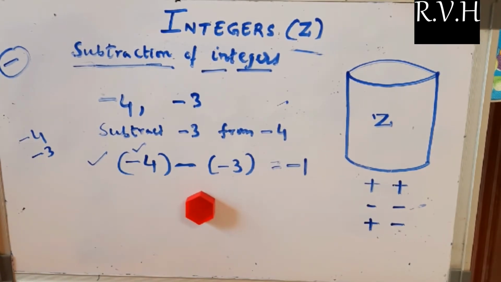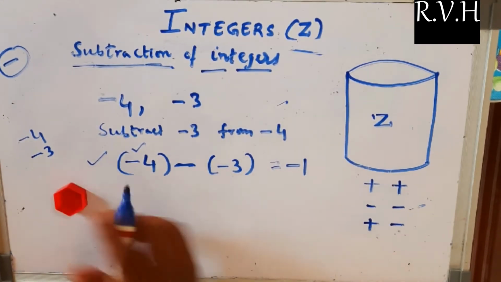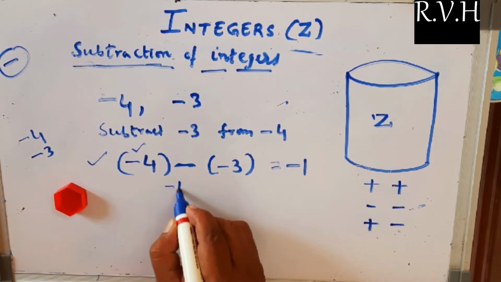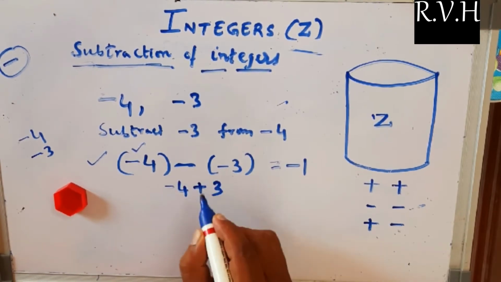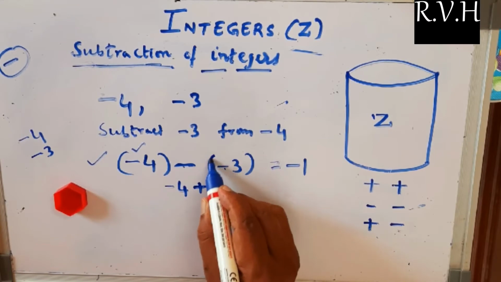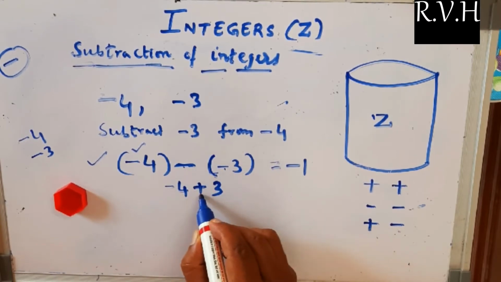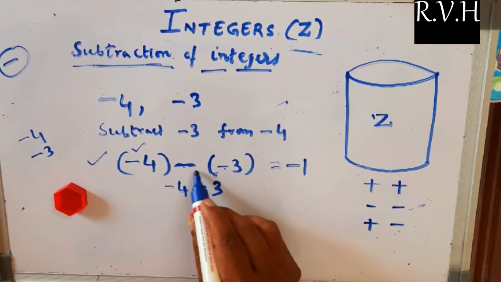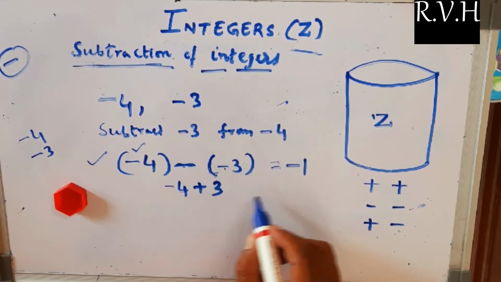Only one left. So this can also be written as minus 4 plus 3. Minus 4 plus, this minus of minus becomes plus. Minus into minus, that means plus. So this is the same as this.